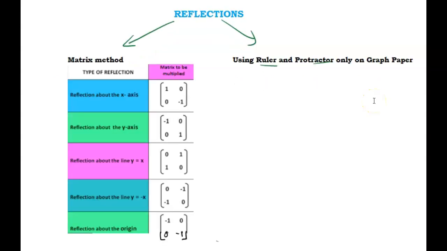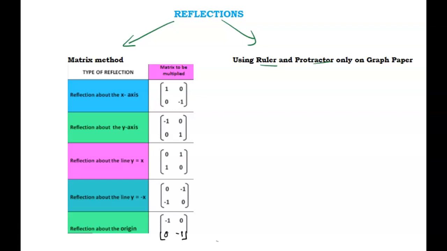These are the various matrices that follow particular rules of reflection. So reflect along the x-axis, this is the first one, 1, 0, 0, minus 1. Reflect about the y-axis, minus 1, 0, 0, 1, etc. Right? So please take note of these.